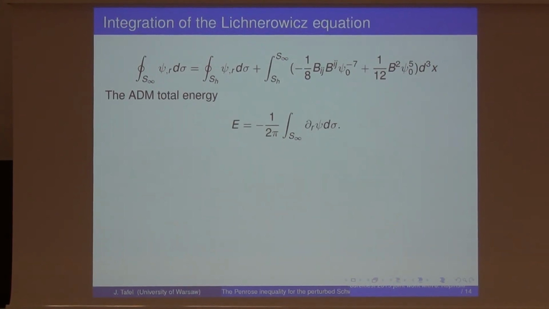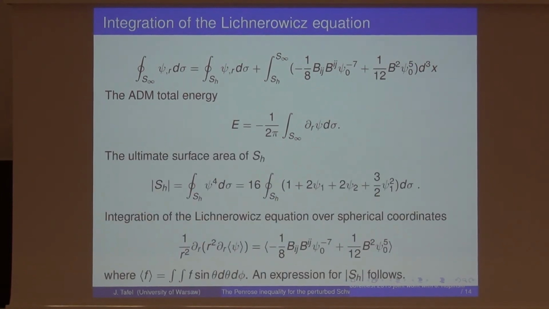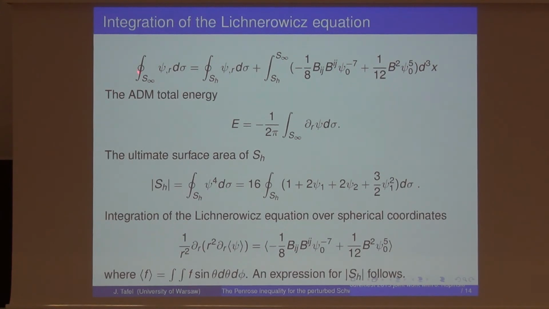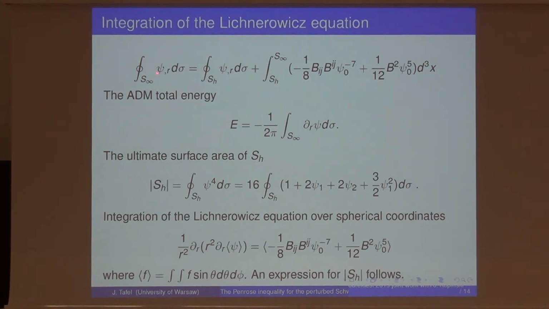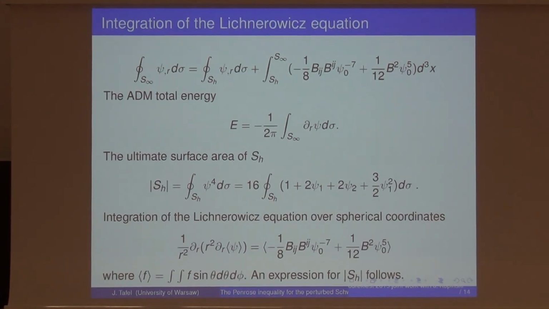So you see, the left-hand side is good. This is what we want. Sorry for this, I wanted to use the pointer, but it doesn't matter. So the left-hand side is proportional to the total energy. So this is what we want. What about the right-hand side? Here is the boundary term, and psi over r is given by this condition of marginally trapped surface.